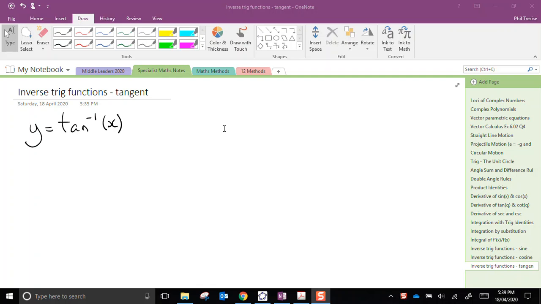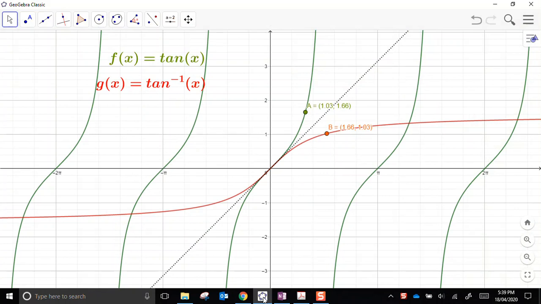Welcome back for part 3 of the derivatives of inverse trig functions, this time the inverse of tan. Now once again we'll start by having a quick look at GeoGebra.